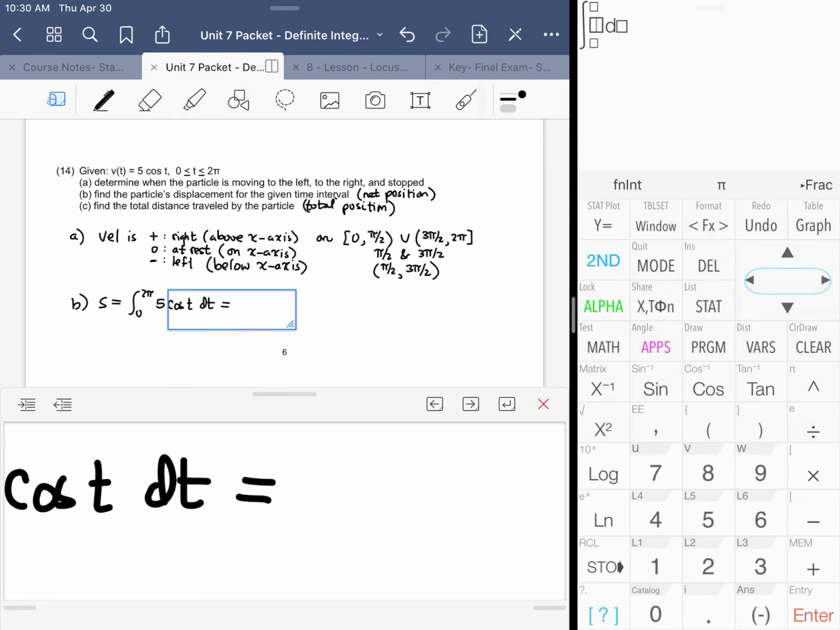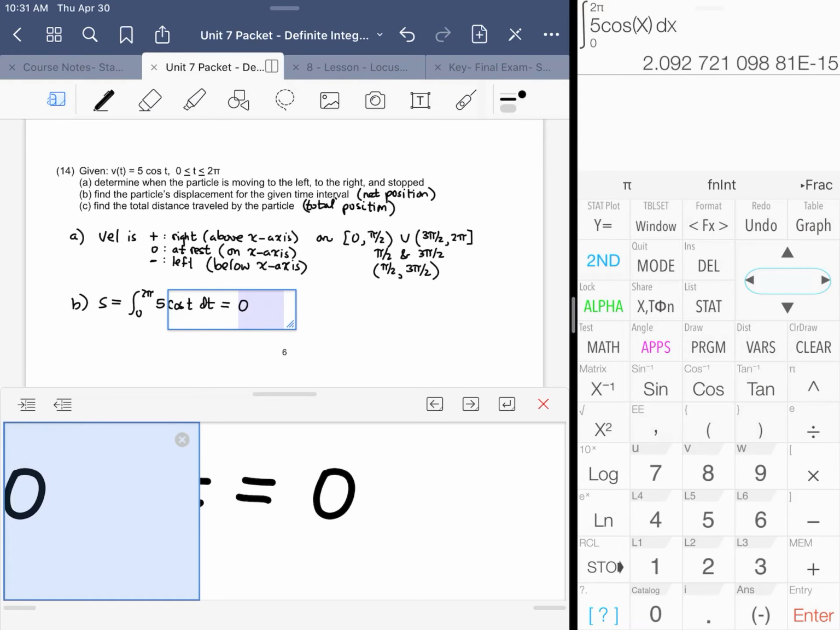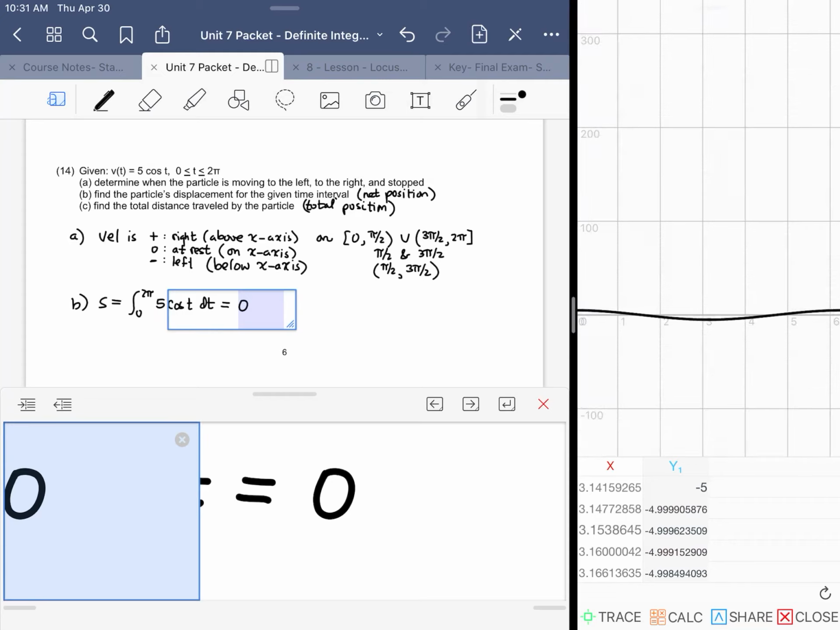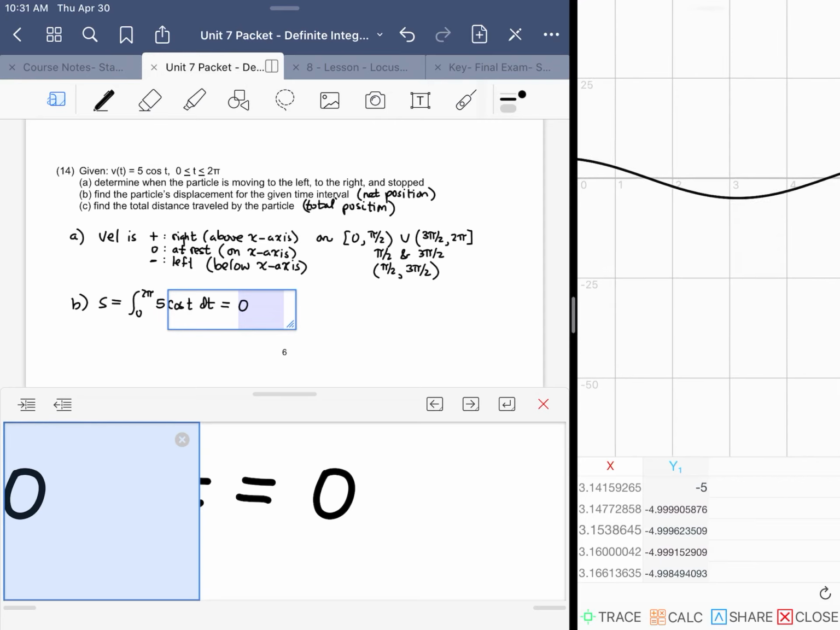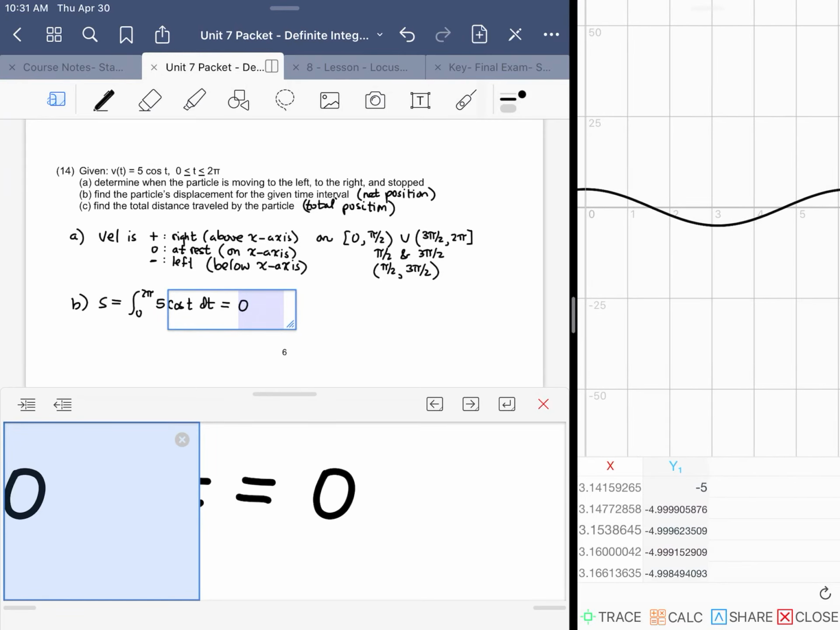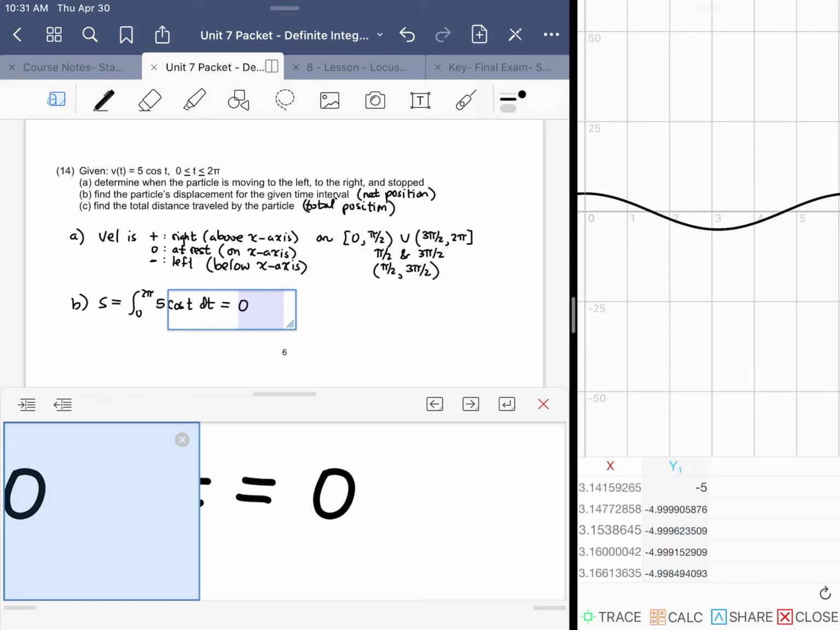But I'm going to do it in my home screen. Because there's a way to do it on here, but I think it's more trouble than it's worth because it doesn't line up enough with the way that you would do it. So I'm just going to use math 9. So 5 cosine x going from 0 to 2 pi. And I get this funky value, but on your calculator, it should just say flat out 0.